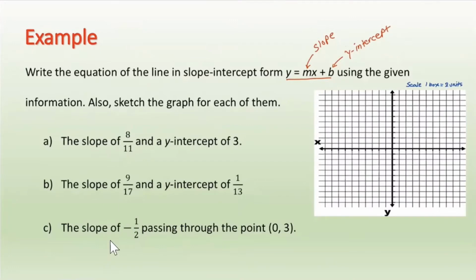So for the first one, you can see the slope is 8 over 11. In place of m, we'll write 8 over 11, and b is 3, so in place of b, we'll write 3. So the equation will be y equal to 8 over 11 x plus 3. That is the equation of the first line because the slope is 8 over 11 and the y-intercept is 3. And we are also asked to sketch the graph.